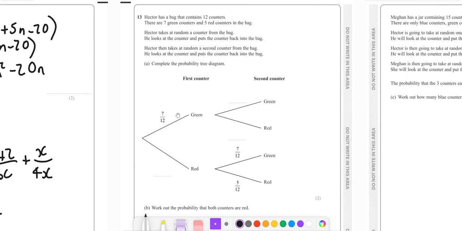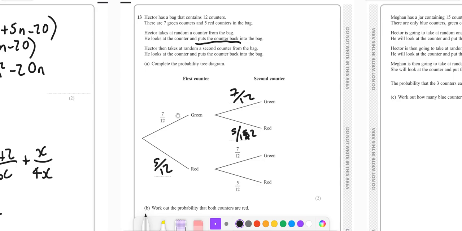Hector has a bag that contains 12 counters, 7 are green, 5 are red. Hector takes a counter from the bag. He looks at the counter, puts the counter back into the bag, then takes a second counter. He looks at the counter and puts it back in the bag. So, green is 7 out of 12, red is 5 out of 12. Green is, for the second counter, 7 out of 12. Red is 5 out of 12. Doesn't matter which route you're going. Work out the probability that both are red.